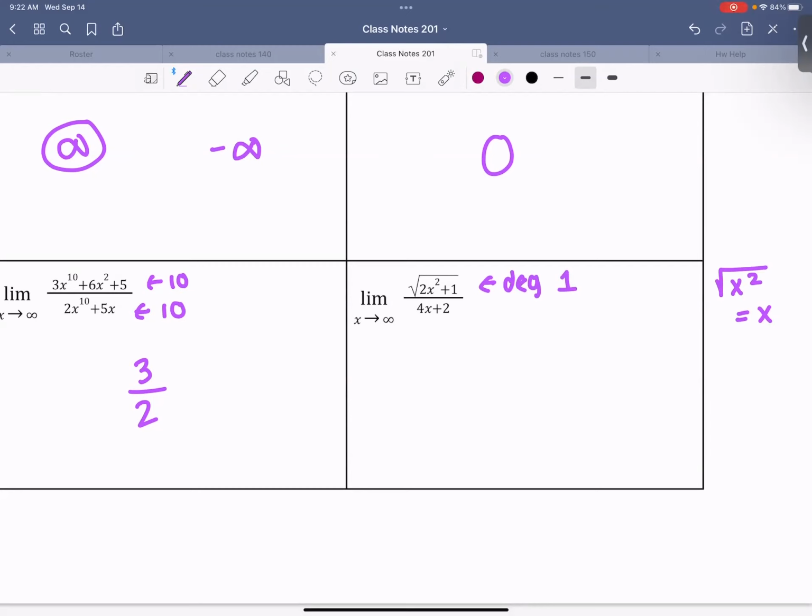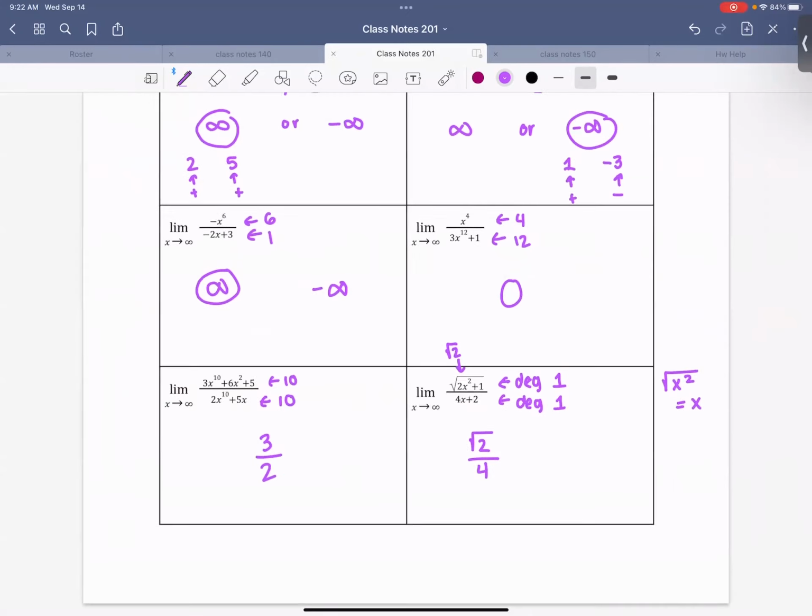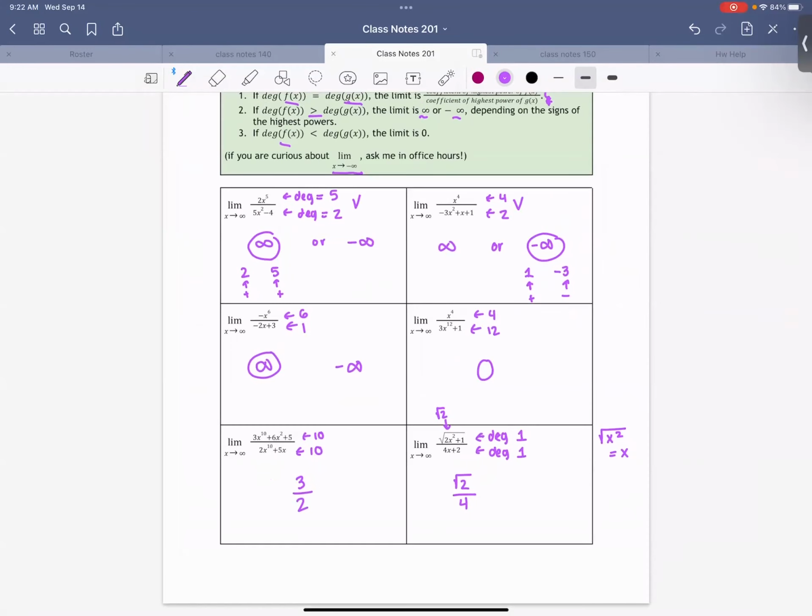Degree of the denominator is 1. What do you think this limit's going to be? Good. Square root of 2 over 4. I know it looks weird, but technically the coefficient on the highest power of the numerator is the square root of 2, and the coefficient on the denominator is 4. So we're going to divide numerator by denominator, and we're good. Any questions on these guys? Oh, Troy?